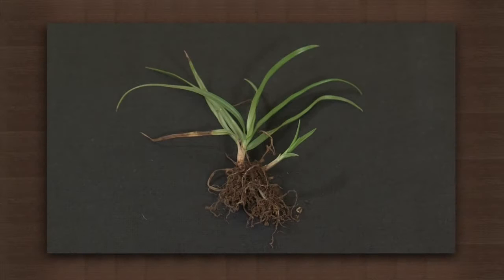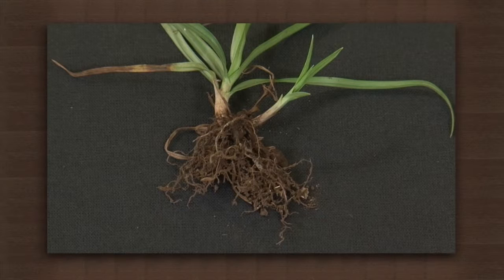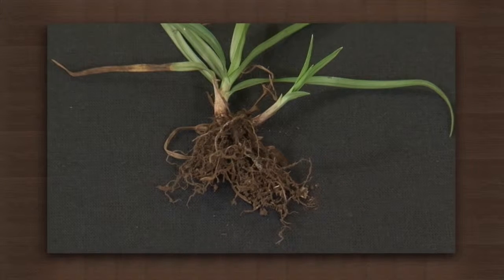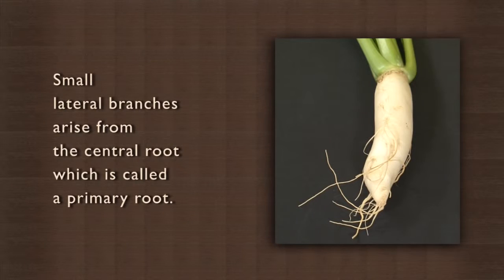Observe these roots. These are the roots of grass, and this is the root of a radish plant. Look how dissimilar they are. The grass has short roots which originate in a bunch from the base of the stem and spread laterally. The radish plant, on the other hand, has one long central root. Small lateral branches arise from the central root, which is called a primary root.